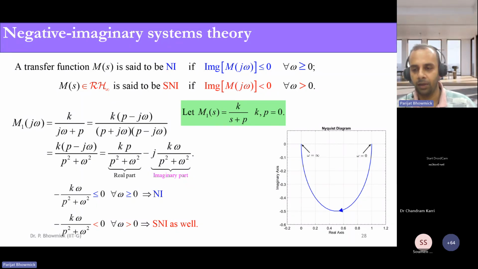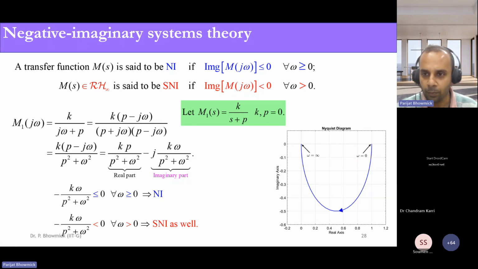Suppose you may not do it by hand, you can simply use MATLAB to check its polar plot. If the polar plot remains in the fourth quadrant, or even the third quadrant, or even the union of the fourth and third quadrants, then that means the imaginary part is negative. Here this is the real axis and this is the imaginary axis. So this entire polar plot implies that the imaginary part is negative, right? Excluding the zero and infinite frequency. That is the interpretation which says that it's a negative imaginary system.